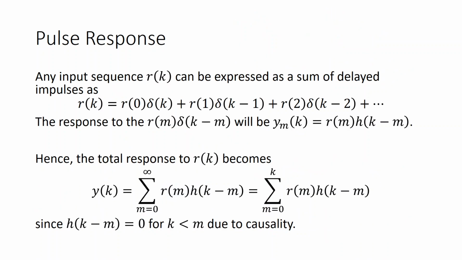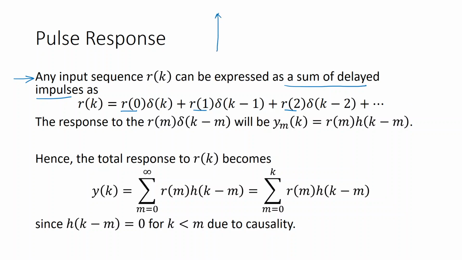What is the pulse response? The pulse response is the response to a string of pulses basically. Here we represent the input sequence Rk as a sum of delayed impulses. You know that Rk has the values R0, R1, R2, etc. Now we can say that R0 is basically R0 delta k, R1 is basically R1 delta k minus 1, R2 is R2 delta k minus 2. It is a string of impulses which are delayed by 1 unit of time.